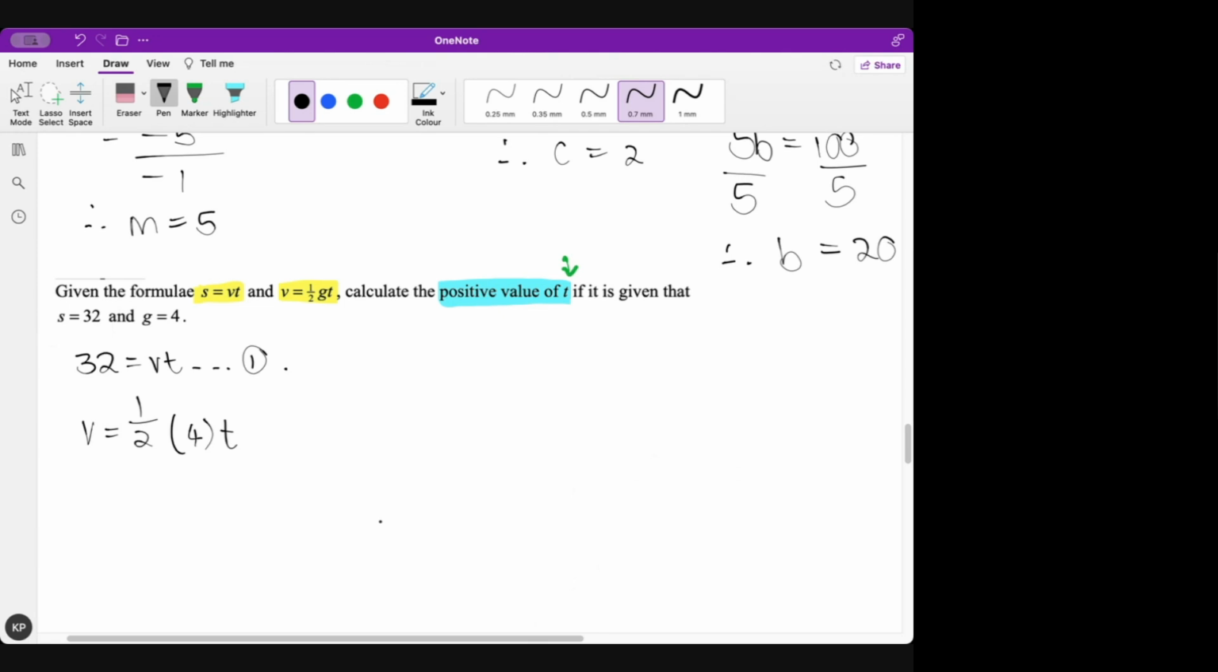Okay, let's simplify it. How do we simplify it? 4 divided by 2, great. So then V is equal to what? Yes, 2T. Great, so I've substituted. Now what? I have now substituted, so what's the way forward?